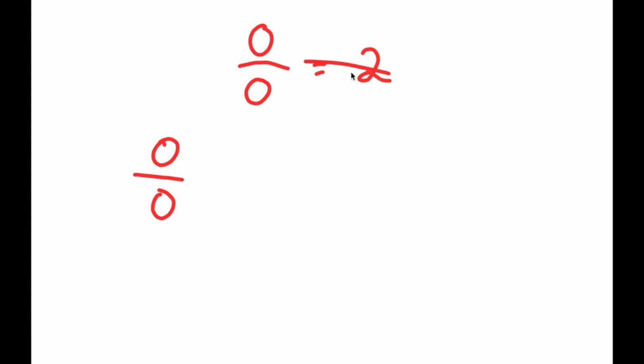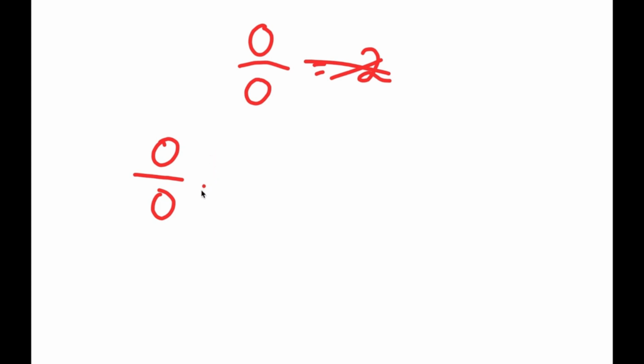Alright, so in this video, I'm going to be proving that 0 divided by 0 is equal to 2. So, how am I going to prove this? Well, let's first start by writing out 0 over 0. We're going to ignore the equals 2 for a moment and just start with 0 over 0.